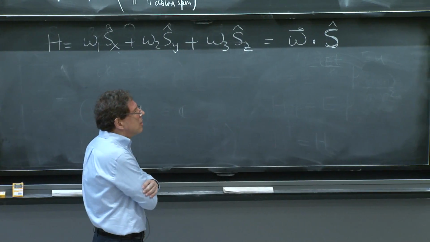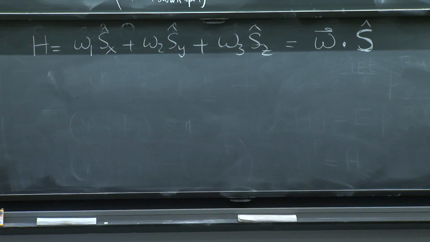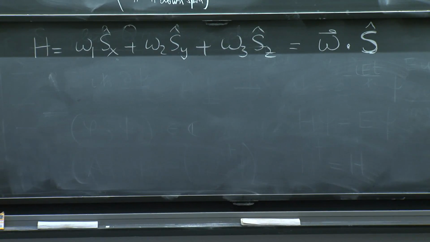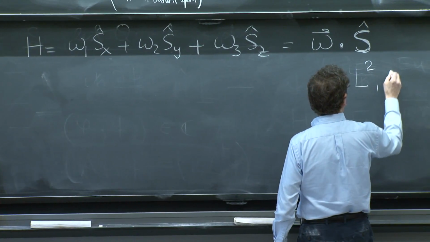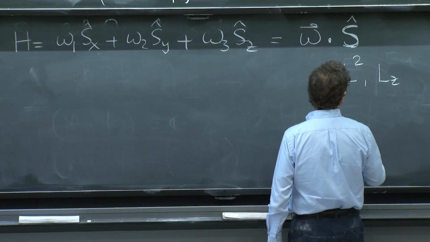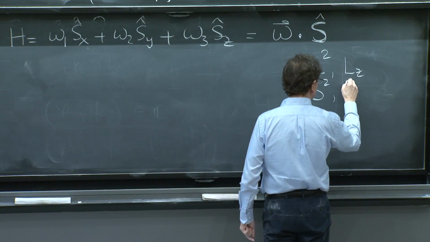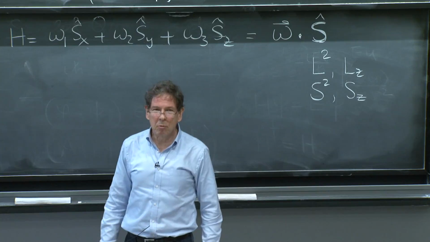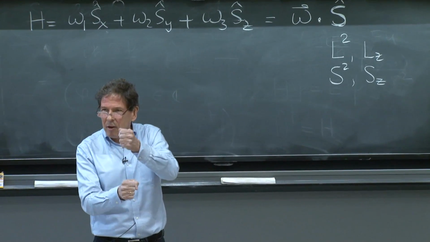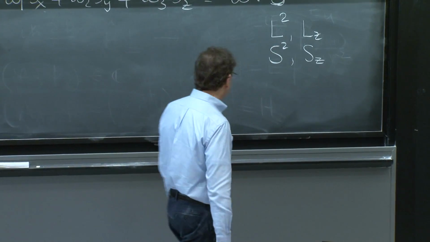I want to just elucidate a little more what the eigenstates are here. With angular momentum, we measure L squared and we measure Lz. So with spin, we'll measure spin squared and Sz. And Sz is interesting, it would be spin or angular momentum in the z direction. So let's look at that.